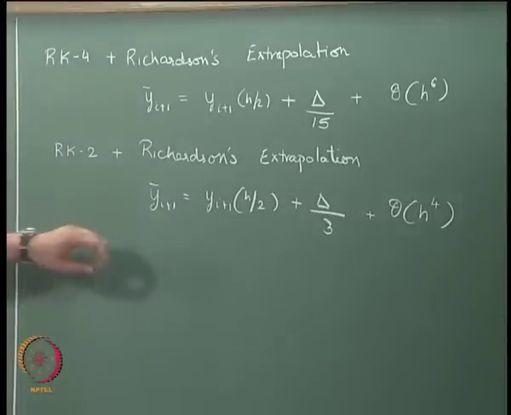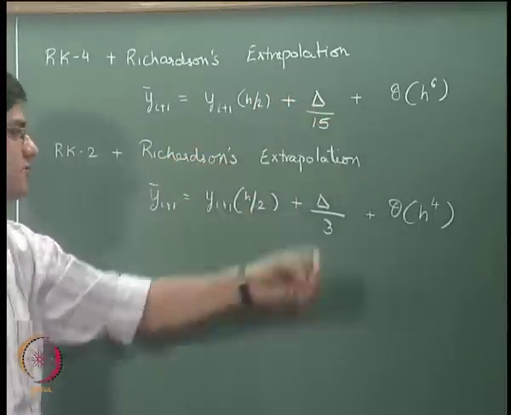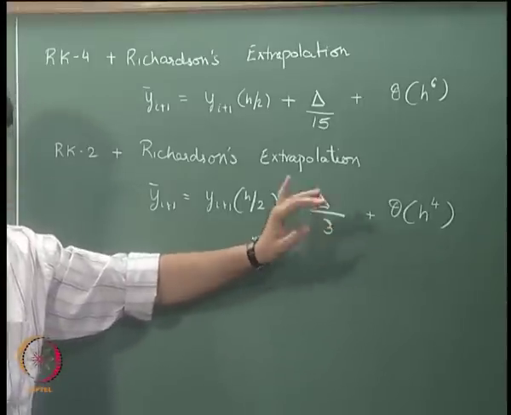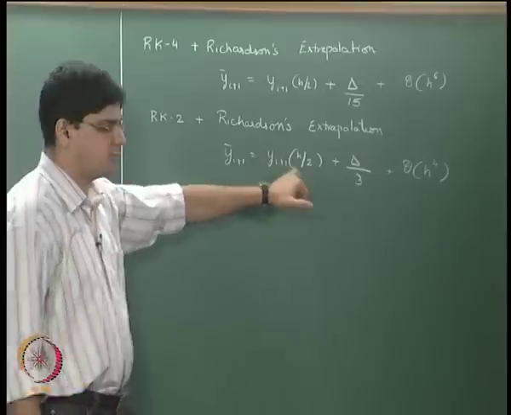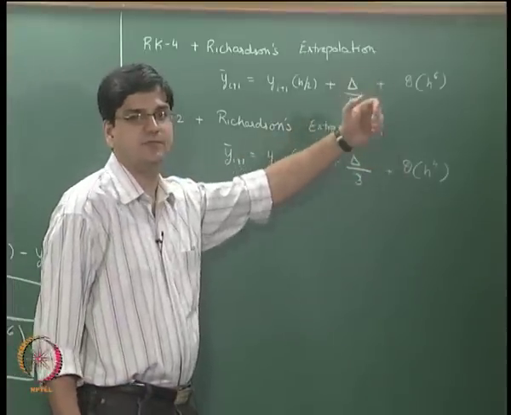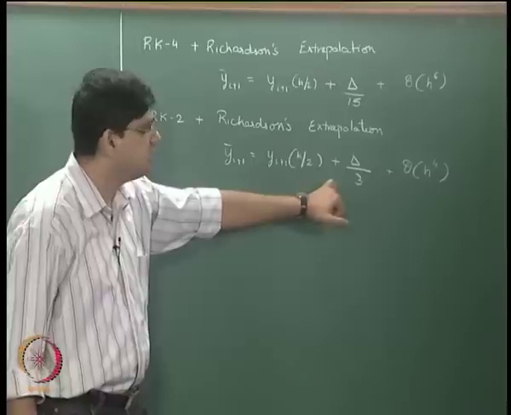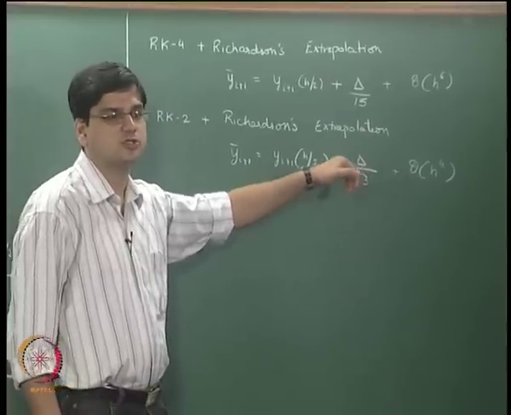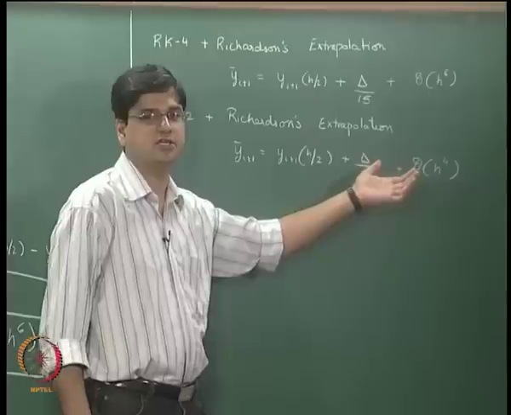Okay. Now how does this 15 come in? It comes in as 2 to the power 4 minus 1. Likewise this 3 comes in because it is going to be 2 to the power 2 minus 1. The exponent is the order of accuracy minus 1. The local truncation error is h to the power 5 accurate over here, h to the power 3 accurate over here. So the exponent for 2 is going to be 1 less than the local truncation error accuracy.